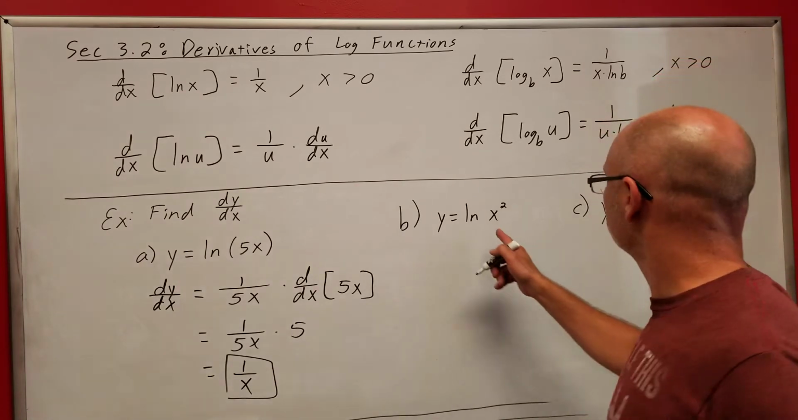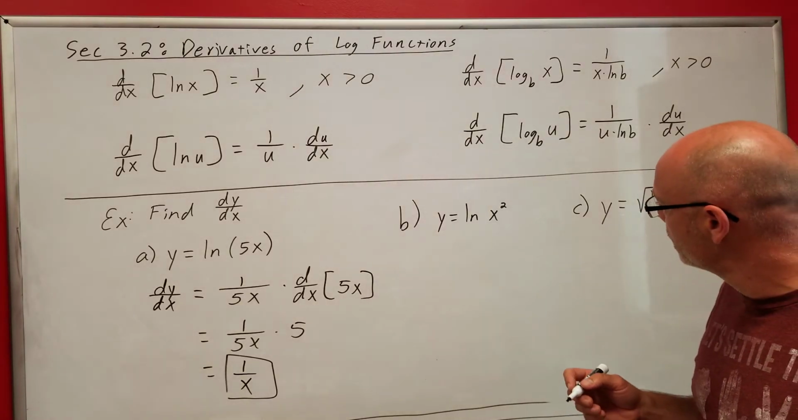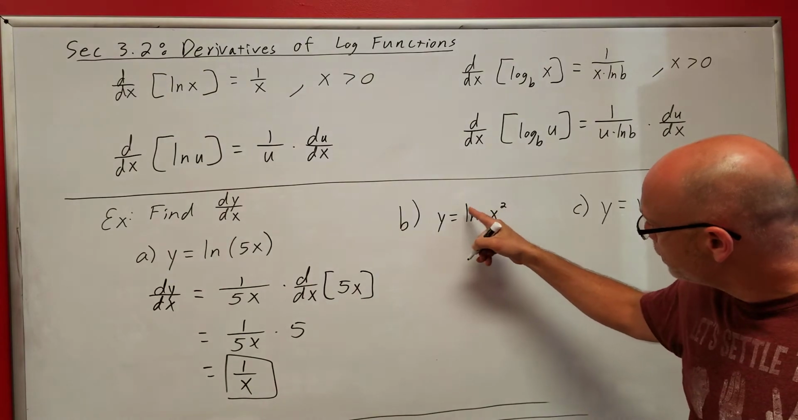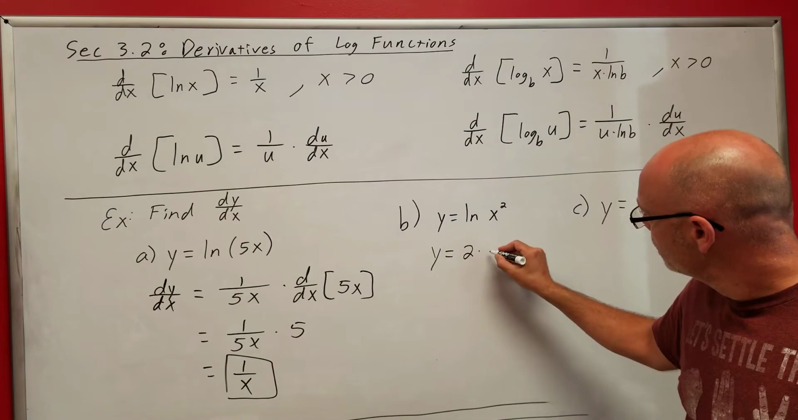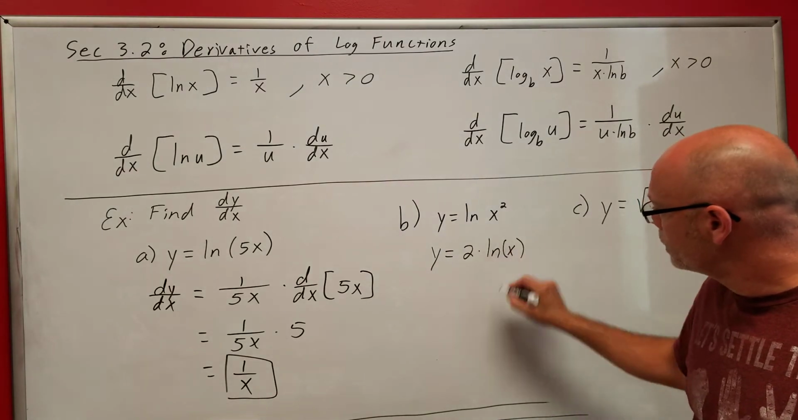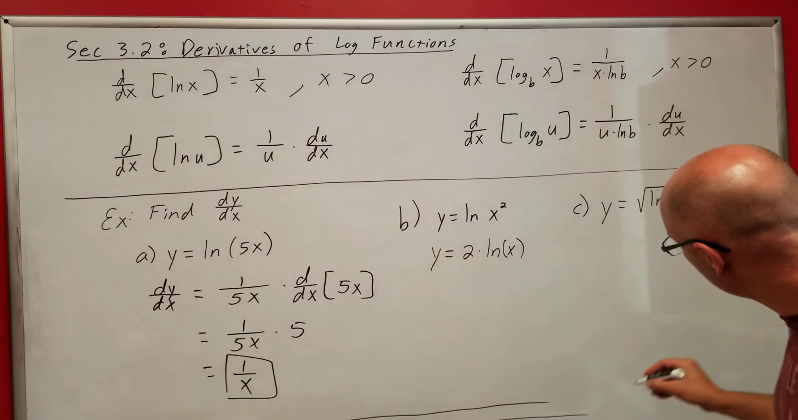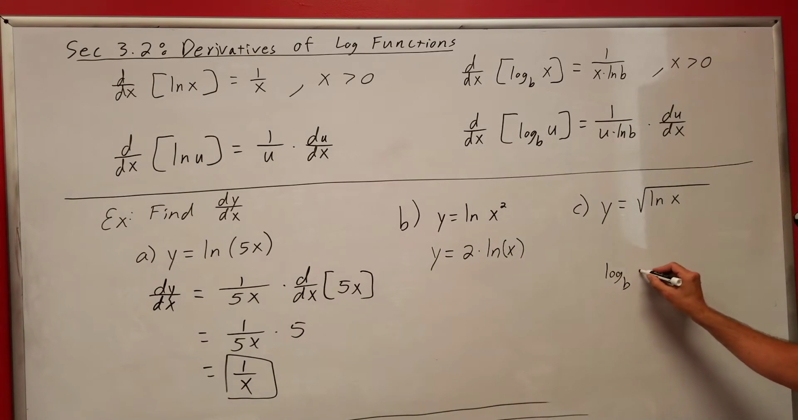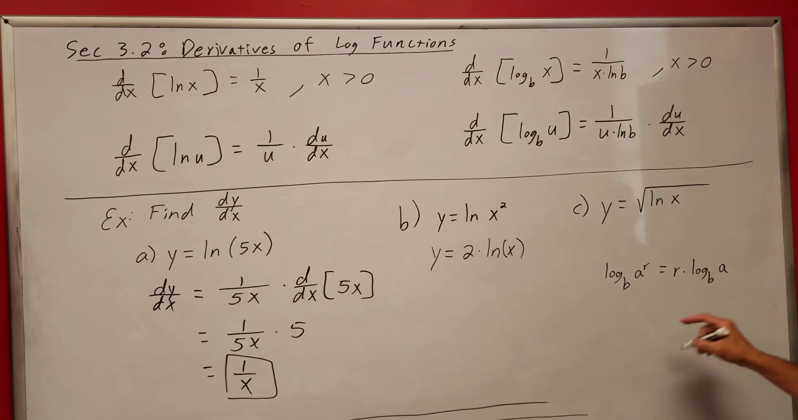All right, what about this one? Well, a couple of different ways I can handle this. Here's one thing I could do. I could use that property of logarithms that says, let's take that 2 and bring it to the front here. And I could rewrite this as 2 times the natural log of x, like that. Notice I have not taken a derivative yet. I just used that property that we looked at earlier this semester. Something like log base b of a to the r is equal to r times the log base b of a. In other words, take that r, bring it to the front. Property of logarithms.